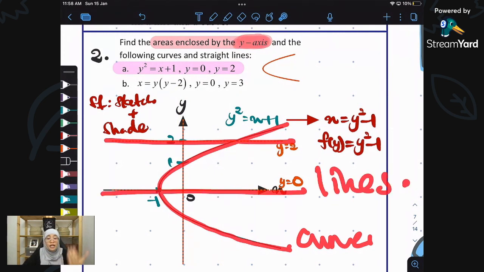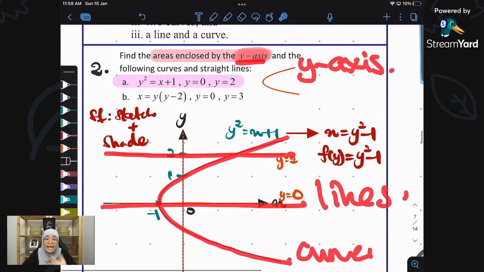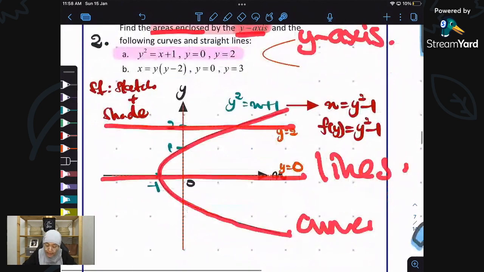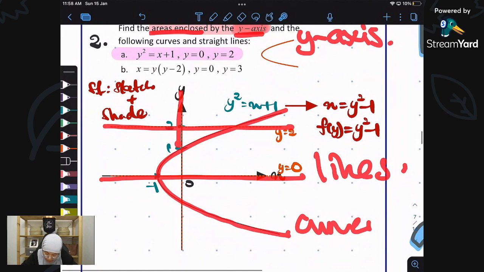And then how do we close it? We close it by the y-axis. So now this time we close it by the y-axis. The area of the region can be closed using the y-axis. Soalan yang kata tutupkan dia dengan y-axis. Therefore, the region is here. The area of the shaded region is there.